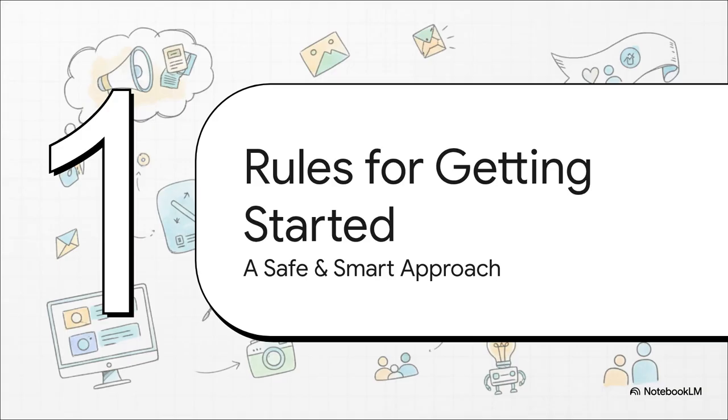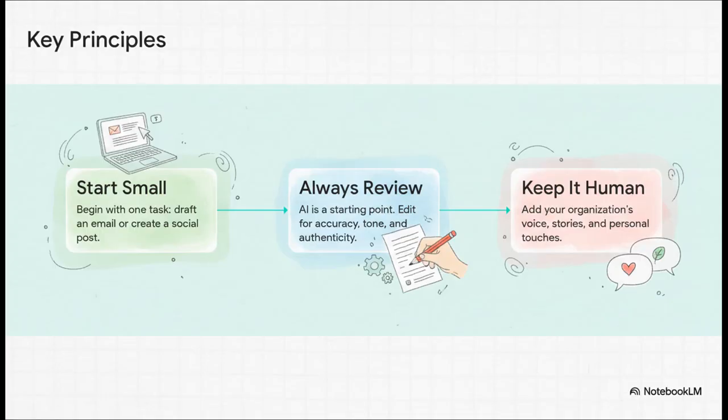Okay, so you're probably getting excited to dive in. But before you do, let's just go over 3 really simple rules to make sure you're getting started in a safe and smart way. First, start small. Don't try to automate everything at once. Just pick one small task, like drafting one type of email. Second, and this is so important, always review what the AI gives you. It's an amazing tool, but it's not an expert on your organization. Fact check it, edit it for tone.